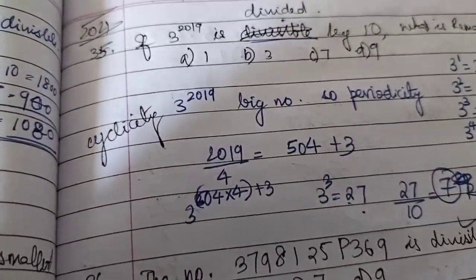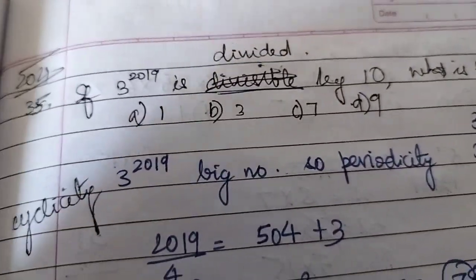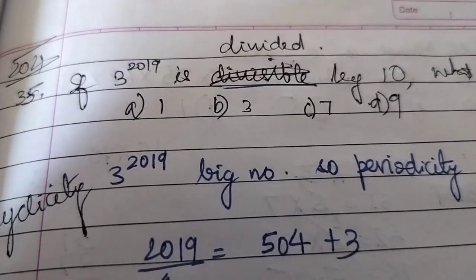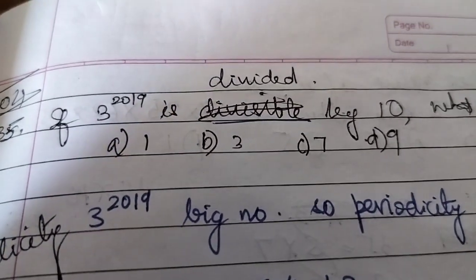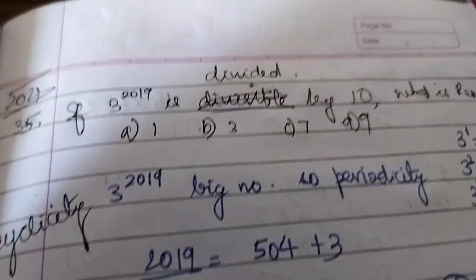Okay, so now we'll be doing 2021's question. This was the question: 3 power 2019, when 3^2019 is divided by 10, what is the remainder?